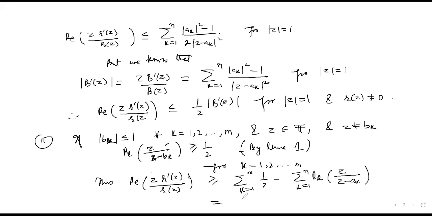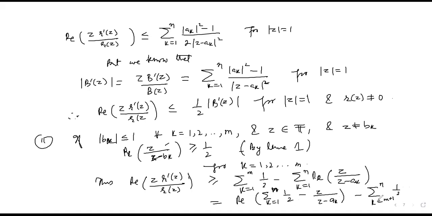Which is equal to real part of summation k runs from 1 to m of 1/2 minus z divided by z minus a_k. Here I take n, then subtract that. Now you will see what I am doing. Since m can be less than n, the extra 1/2 that I added here I will subtract, that is, k runs from m plus 1 to n, with 1/2 outside. Very easy, and this I have already shown in the first part.